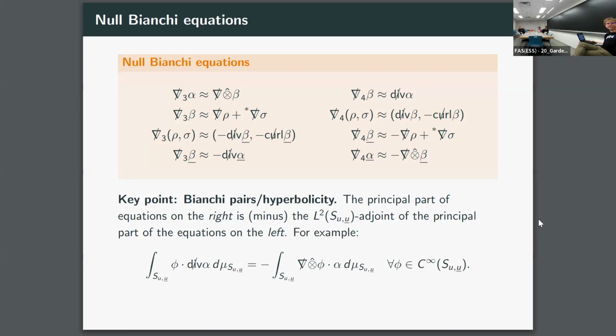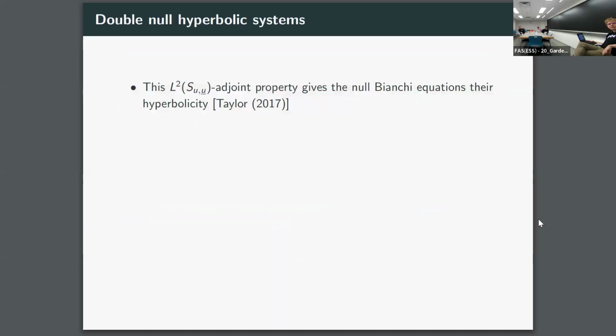And I've just rewritten it here, and this is really the punchline: it's just saying that we can integrate by parts, right? If we have a divergence on an alpha, we can throw that derivative to the other function with a minus sign. And so this L2 adjoint property gives the null Bianchi equations their hyperbolicity. We'll see what I mean by that in a second.